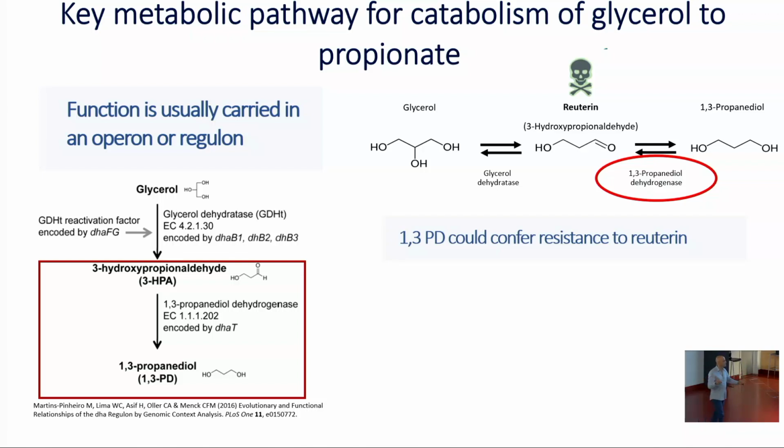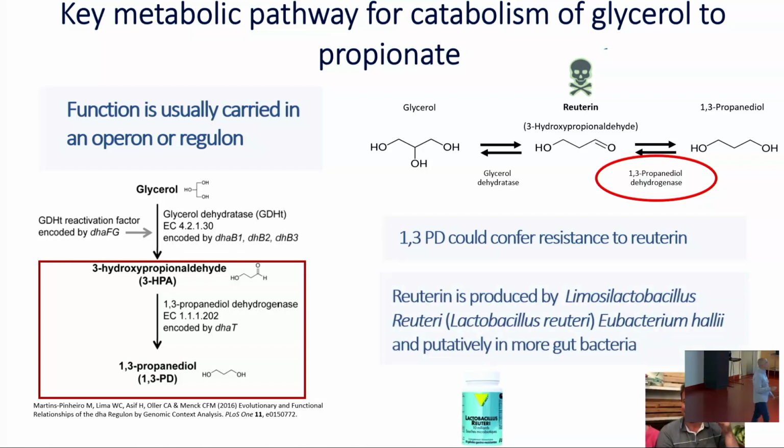And to those of you that are dealing with gut microbes, you know that Lactobacillus reuteri produces it, a very permanent resident of the gut, previously called Lactobacillus reuteri. Eubacterium hallii, also a permanent resident of the gut, produces it. So we started thinking maybe there is something over here.